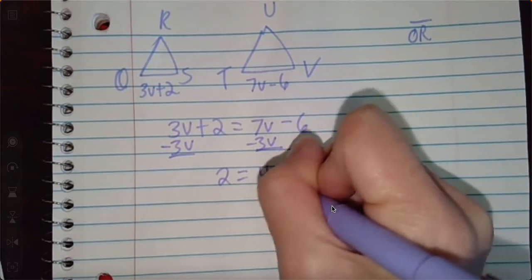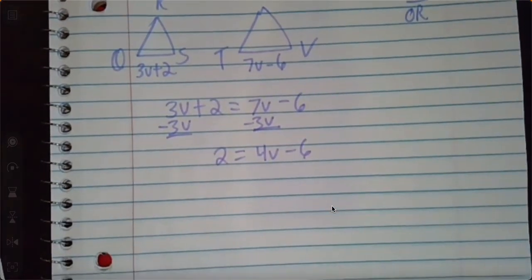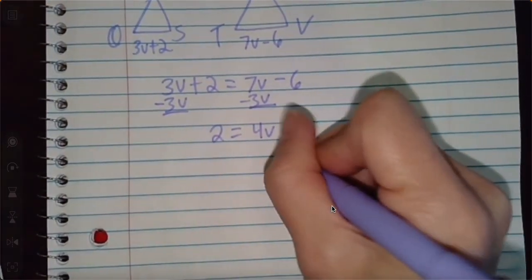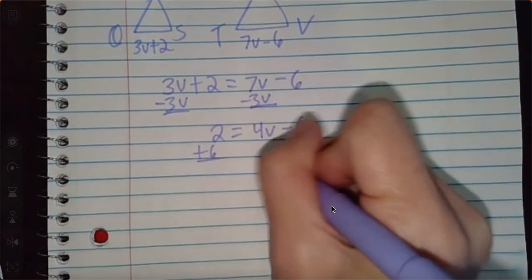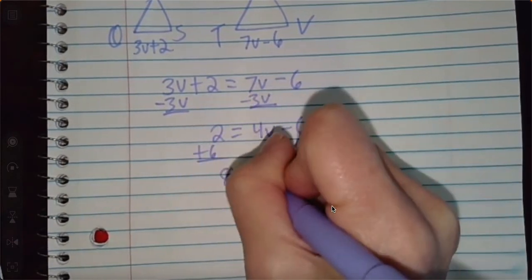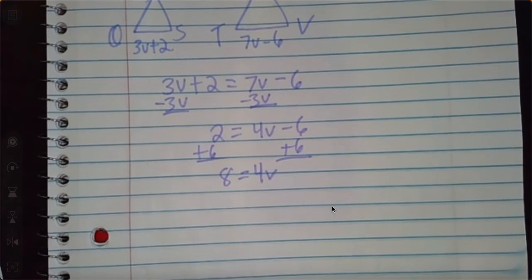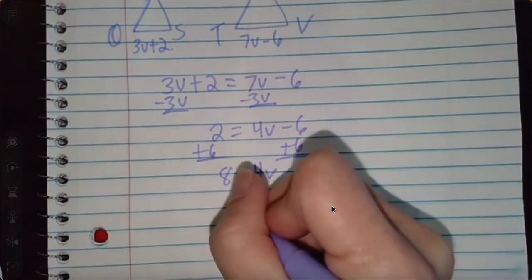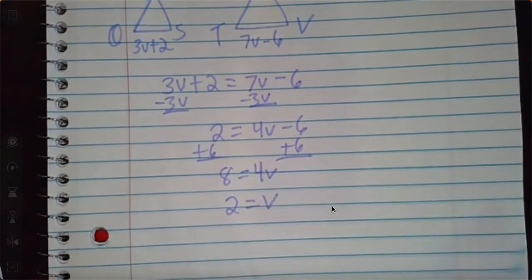4V. 2 equals 4V minus 6. Now let's add that 6 over. So we get 8 equals 4V. Then what am I going to do? Divide by 4. V is 2.